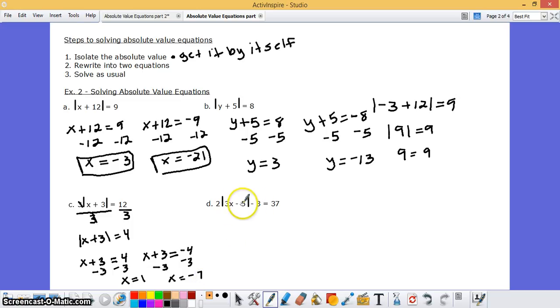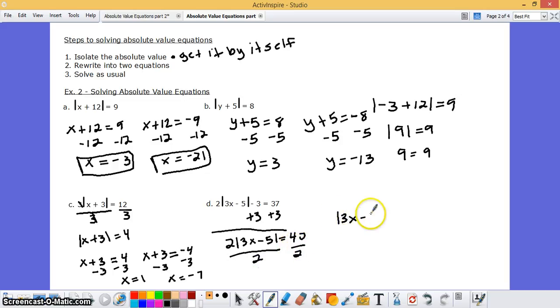Alright, we got a little bit more here. So we have 2 times the absolute value of 3x minus 5 minus 3 equals 37. We have to get rid of this 3 first. So that's going to be 2 times the absolute value of 3x minus 5 equals 37 plus 3 is 40. Divide by 2. And we're going to get that the absolute value of 3x minus 5 equals 20. Now we split into 2.